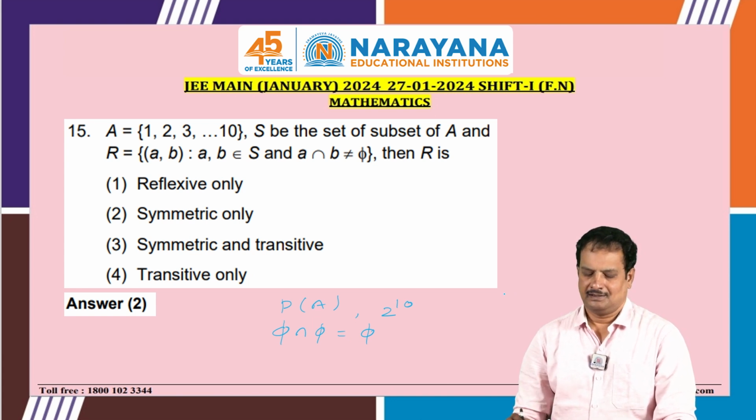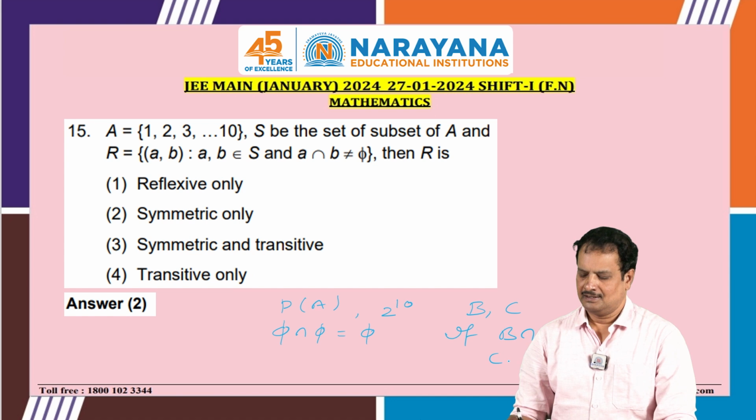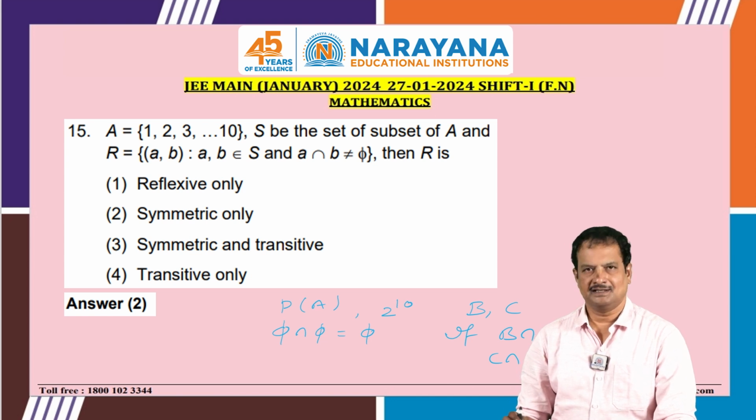Next, similarly, let us suppose that we have taken, for example, capital B and capital C, which are two subsets of the capital A, such that their intersection, just assume B intersection C, is not a null set. In that case, automatically C intersection B is also not a null set. So if B and C are two subsets of A such that their intersection is not a null set, then automatically C intersection B is also not a null set. So that clearly indicates it is symmetric.